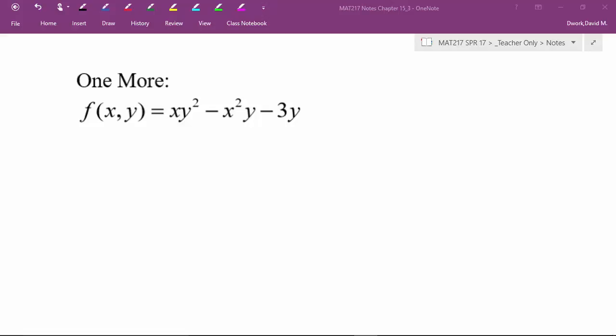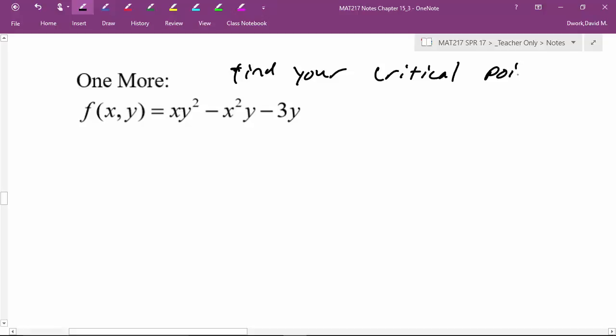Okay, one more problem. This is just another practice problem, but the algebra gets a little more interesting, and the substitution gets a little more interesting. So here we go. First things first, the directions say find critical points. Key thing first here is you need to be able to translate the words critical points. When you see that in the test, when you see that in directions, that means max, min, or saddle.